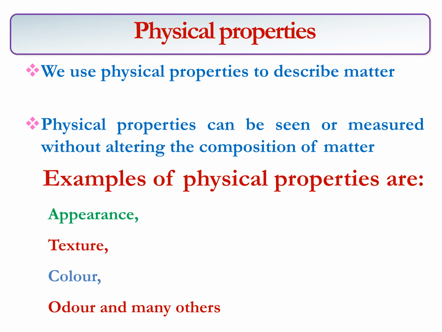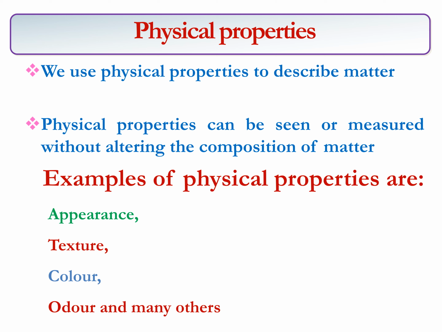So let's look at physical properties. We use physical properties to describe matter. Physical properties are properties that you can see, you can visualize them, and you can also measure them without altering the composition of that substance. So physical properties are properties that you can see by mere looking at that substance, or you can measure without altering the composition of that substance.